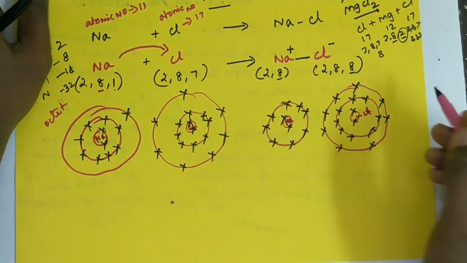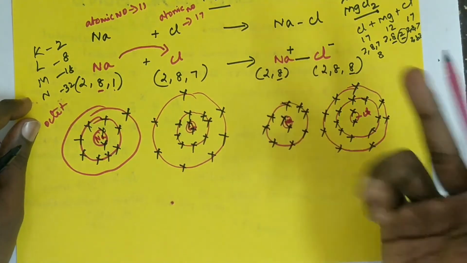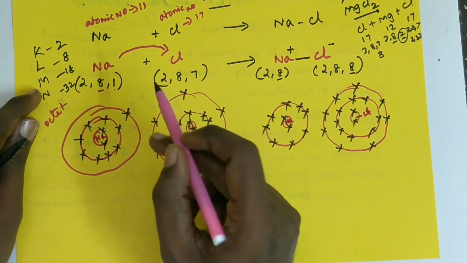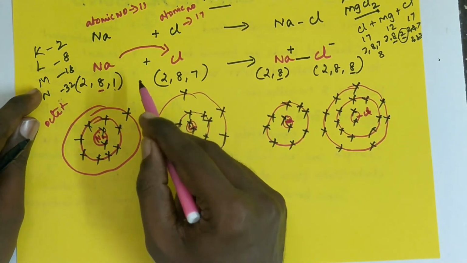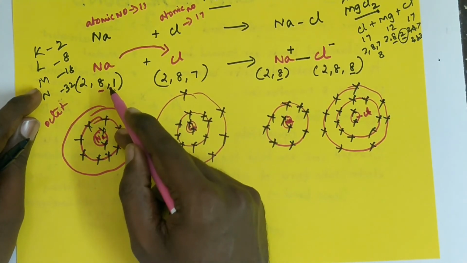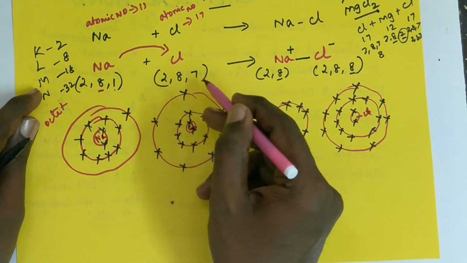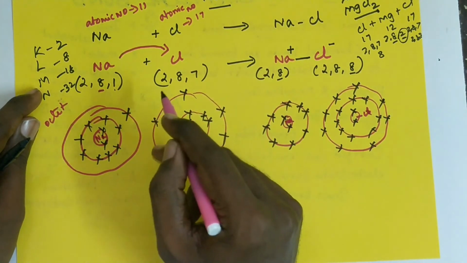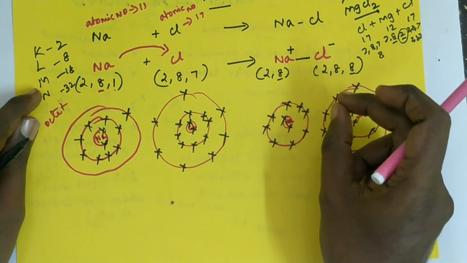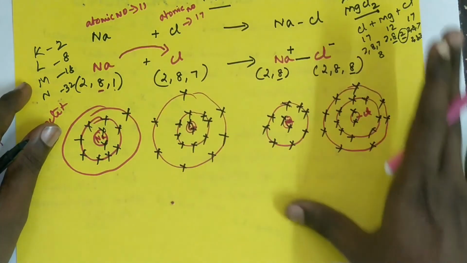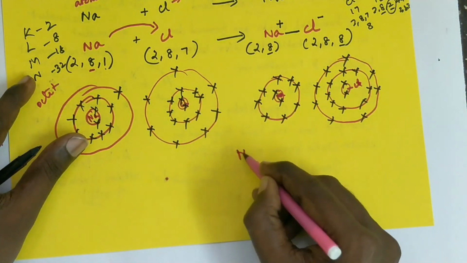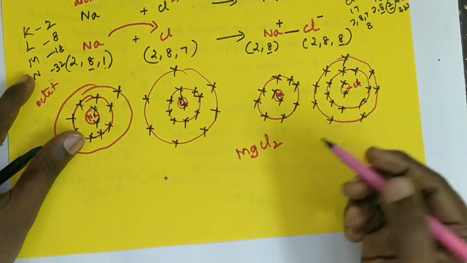In NaCl, the positive ion is formed because this 1 electron is transferred to chlorine. Always remember, in an ionic bond, valence electrons of one atom are transferred permanently to another atom. If an atom loses an electron, its charge is positive. If another atom gains an electron, its charge is negative. If both are oppositely charged, they come close and are held together by force of attraction. This is all about ionic bond. Once again, same way you try for MgCl2.